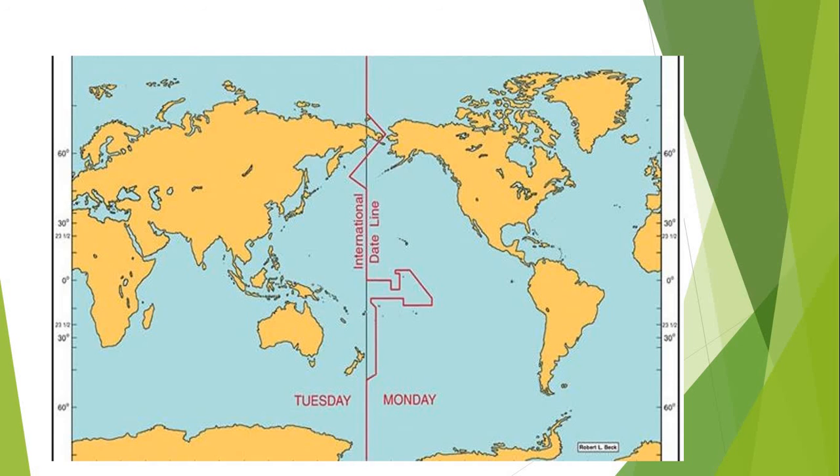Here is the image which is showing you the international dateline. The moment you cross international dateline towards west of America, you will lose a day. The moment you cross international dateline from west of USA to Indian subcontinent, then you are going to add a day to it.